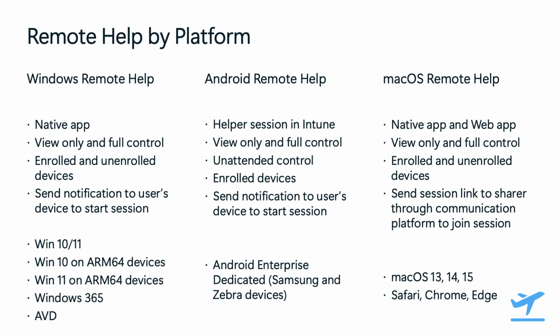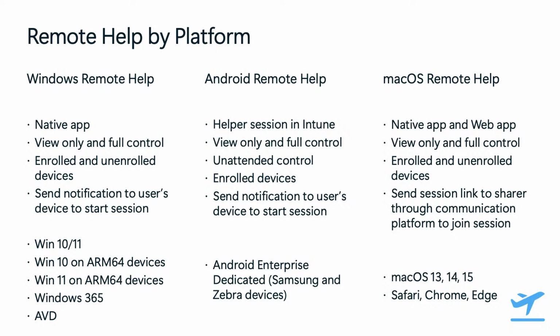And lastly, Remote Help on macOS devices. We offer the ability for the helper to view the screen and take control of that device in web, and the user receives help using a native application, whether that device is enrolled or not. The app can be deployed through Intune as a PKG or line of business app, and the users can opt in to automatic updates through Microsoft Auto Update now.